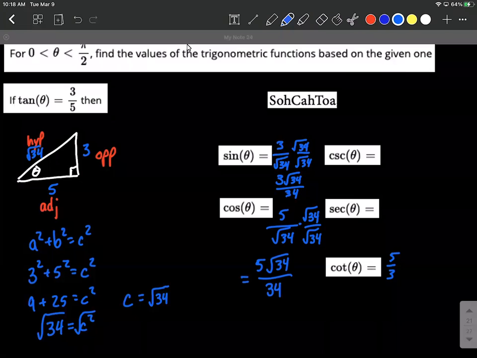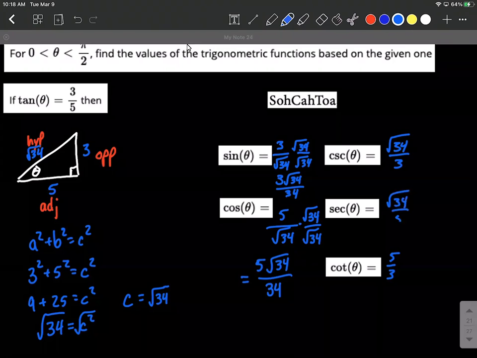That'll be our cosine. To get cosecant, it's handy to remember that that is a reciprocal of sine. So I'm going to use the original version of sine where it was 3 over the square root of 34. We're going to invert this, and we have our cosecant. And to get secant, that's the reciprocal of cosine. So again, I'm using the original version, 5 over the square root of 34. Switching places between numerator and denominator using its reciprocal, and that'll give us the secant of theta.